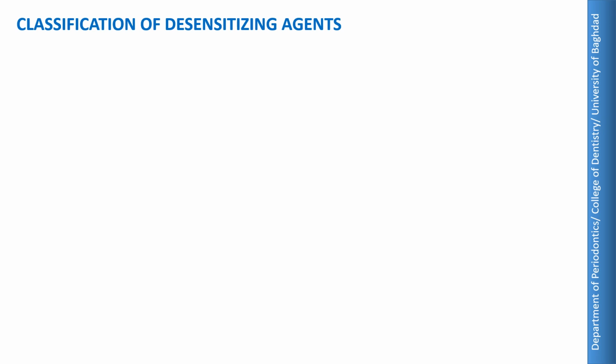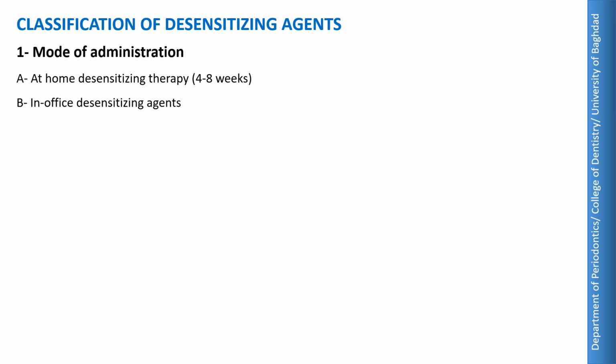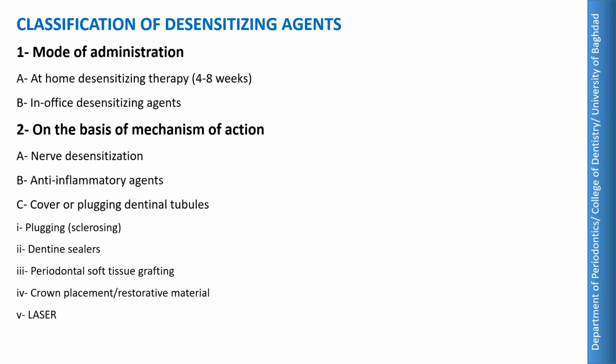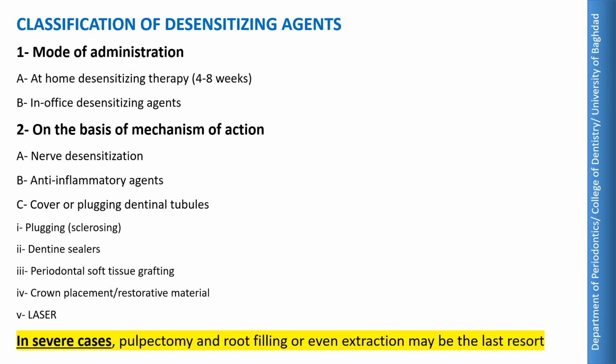Desensitizing agents can be classified according to mode of administration, either at-home or in-office desensitizing agents. The major difference between the two techniques is that at-home therapy usually takes longer time, between 4 to 8 weeks. The other way of classifying desensitizing agents is on the basis of mechanism of action, either nerve desensitization, anti-inflammatory agents, or covering or plugging dentinal tubules. However, in severe cases, root canal treatment or even extraction may be indicated.